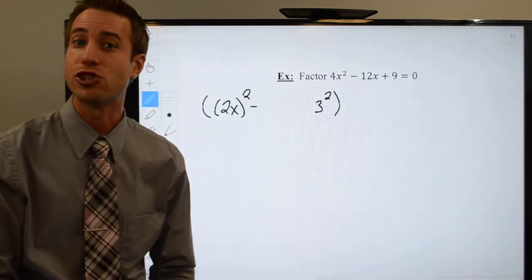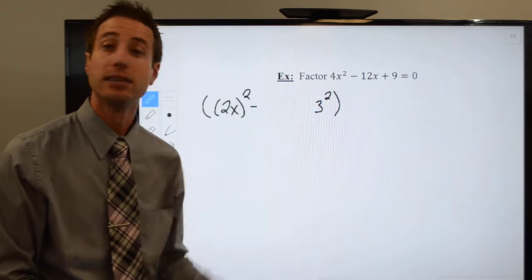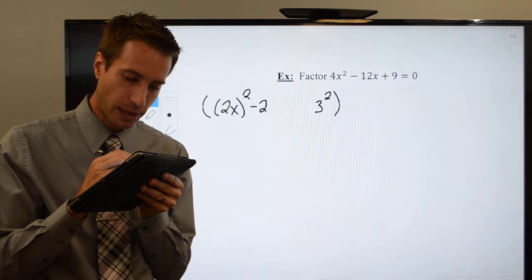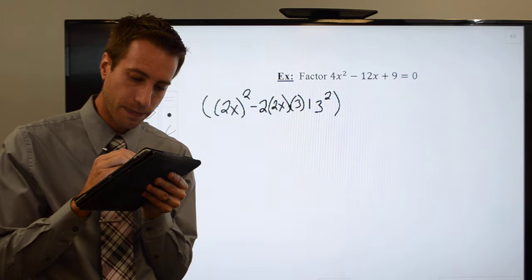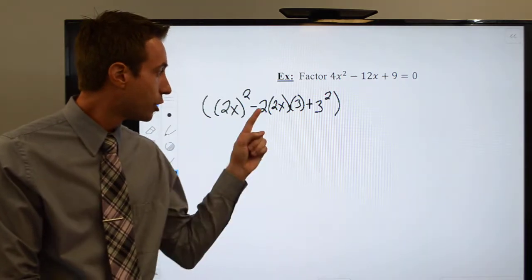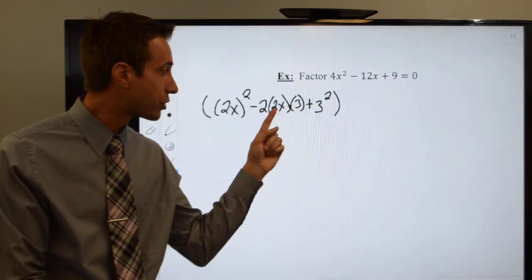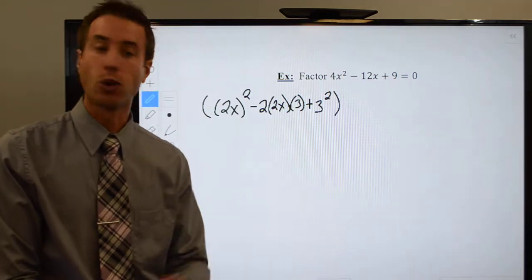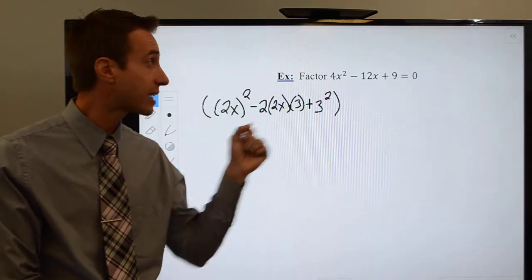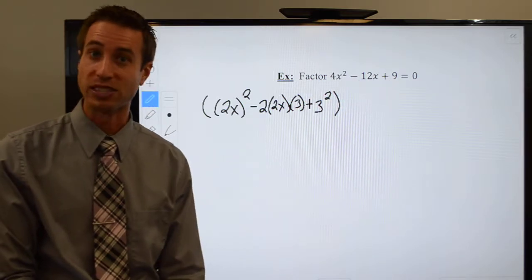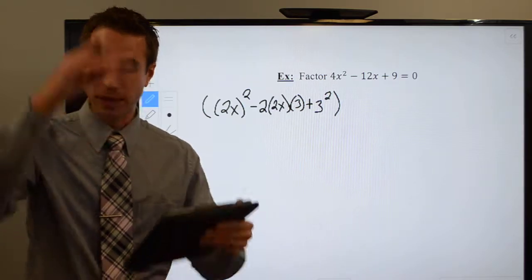Now all I've got to do is check the middle. The middle needs to be a minus 2 times a times b. So 2 times a, which is a 2x, times b, which is a 3. Let's see what happens. 2 times 3 is 6. 6 times 2 is 12. And 12 times x would be 12x. Got the minus sign there, so it would be a minus 12x, and that's exactly what I was given. So this does fit the formula for the second one.